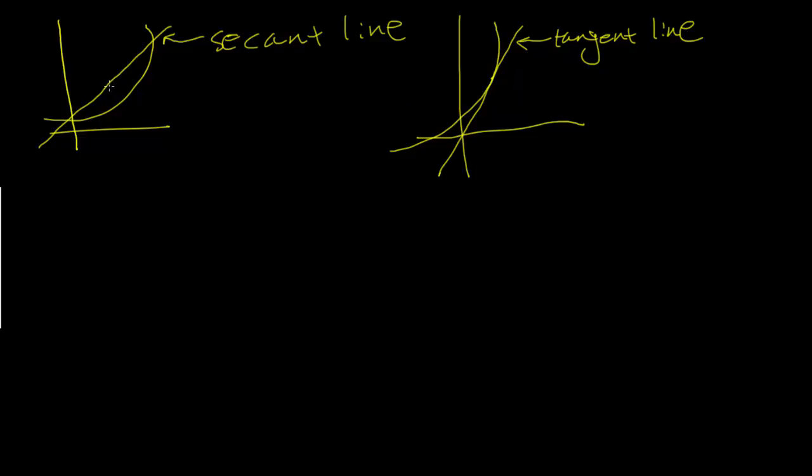The slope of the secant line is given by two points that intersect the curve, namely (x1, y1) and (x2, y2). The slope is y2 minus y1, all over x2 minus x1.